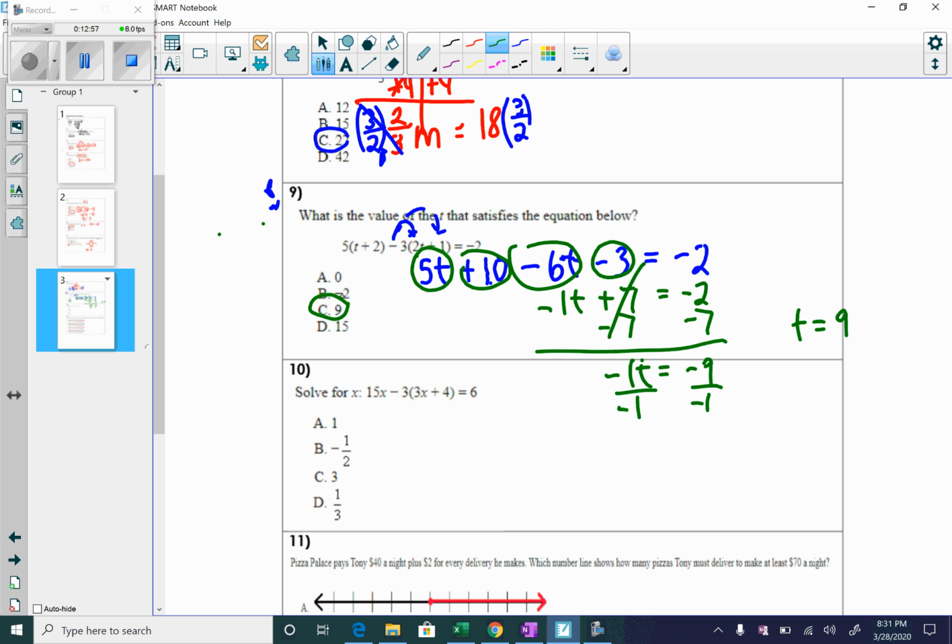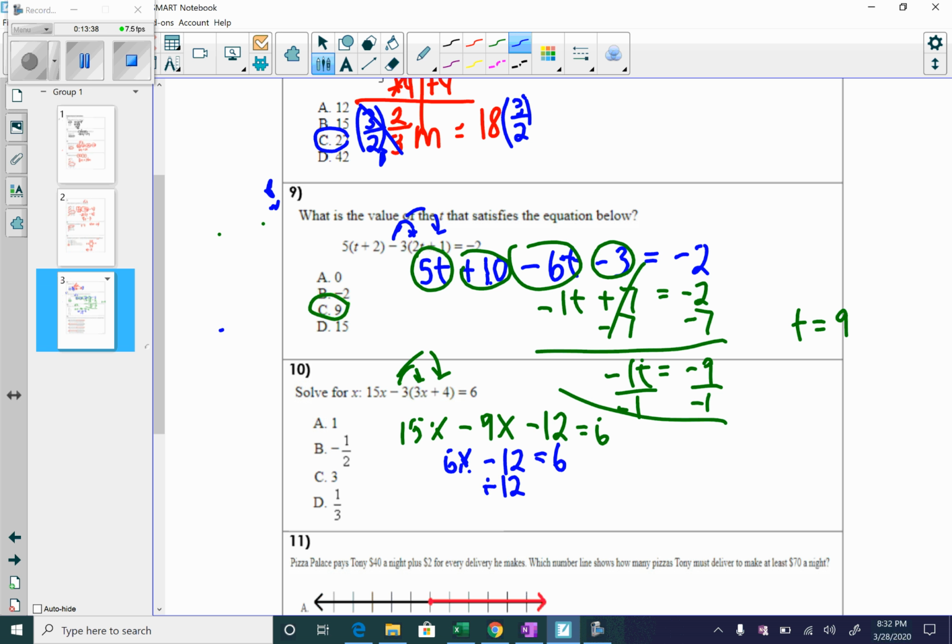Okay, moving on to number 10. Again, first step here is to distribute. We only have to distribute once this time, but I get 15x. Bring down the 15x minus 9x when I distribute. -3 times +4 is -12 equals 6. Okay. Now I'm going to combine my like terms. So when I combine my x's, I get 6x minus 12 equals 6. Add 12 to both sides.